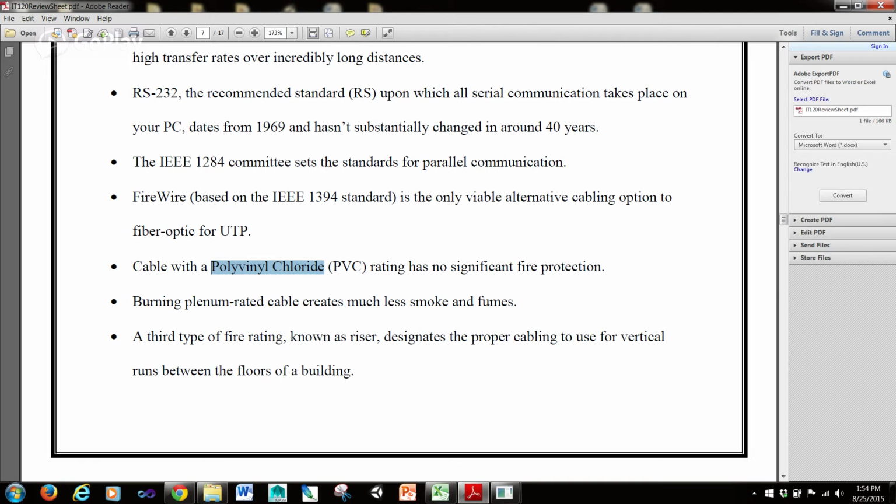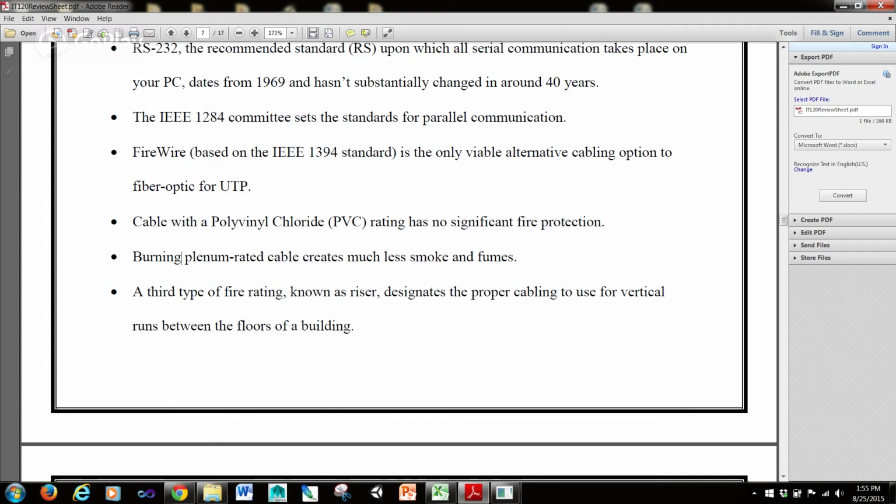Cable with a polyvinyl chloride, PVC, rating has no significant fire protection. Burning plenum-rated cables creates much less smoke and fumes. A third type of fire rating, known as riser, designates the proper cabling to use for vertical runs between the floors of a building.